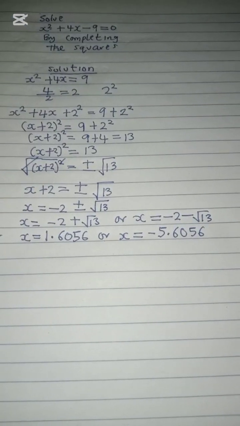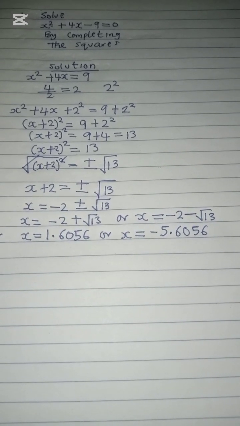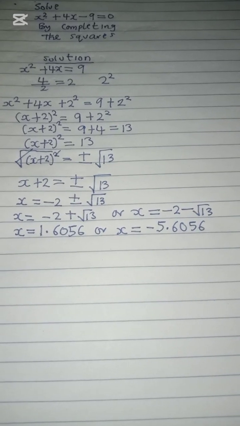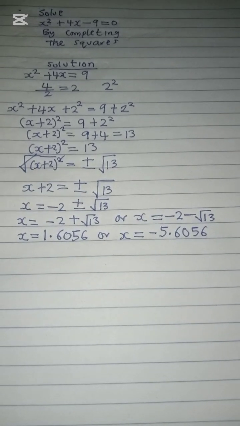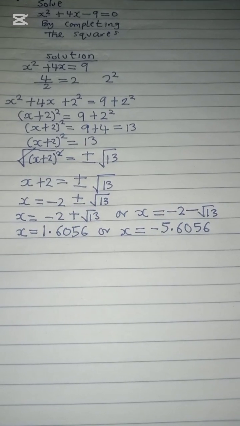So these are our values for x after doing all the simplifications. x is equal to 1.6056 or x is equal to negative 5.6056. So this is how to solve a quadratic equation using the completing the squares method.